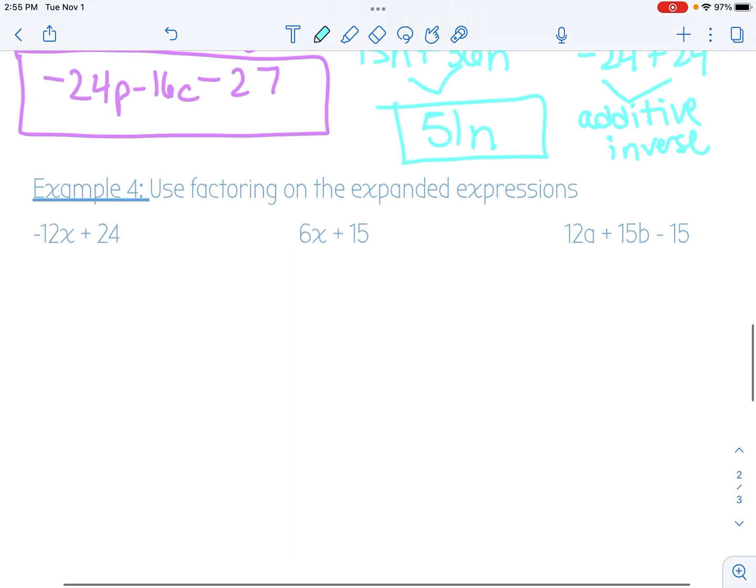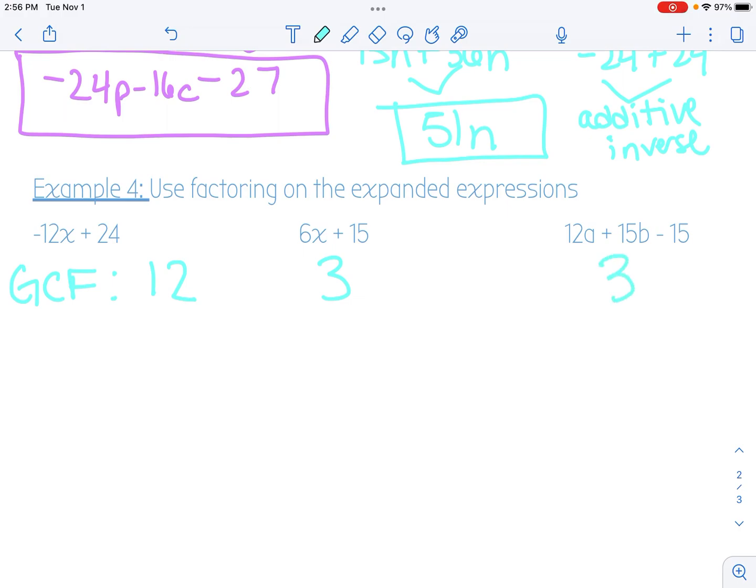Last but not least, I'm going to be factoring out these numbers. I'm going to see what I can factor out. So what is my GCF of these numbers? So for my first expression, my greatest common factor is going to be 12. For my second expression, my GCF looks like it's going to be 3. And for my last one, GCF also looks like it's going to be 3.